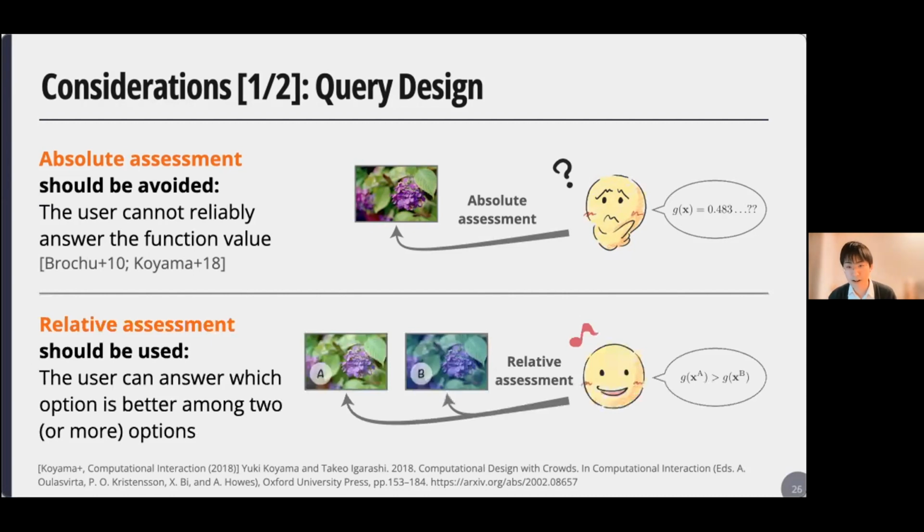Instead, we can use a relative assessment. So the human evaluator can stably answer which option is better among two or possibly more options. For example, if there are options A and B, and the user chooses A in this case, then we can get relative information that the objective function value for A is larger than the objective function value for B. So this is the first consideration that we need to care about.